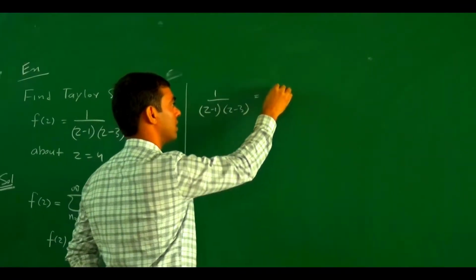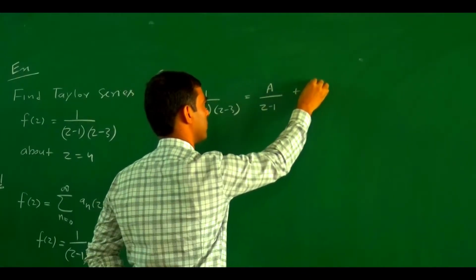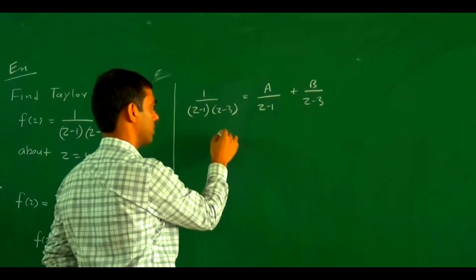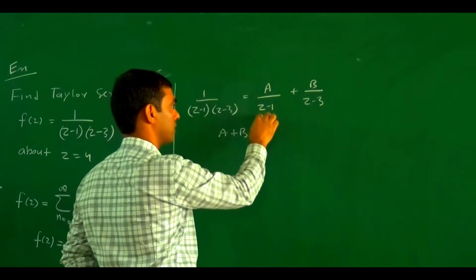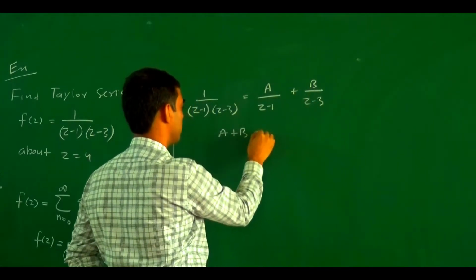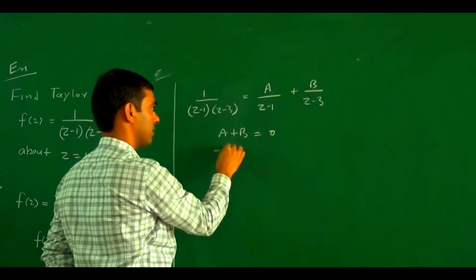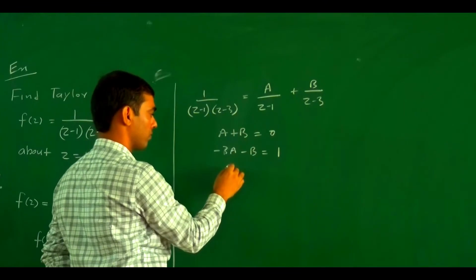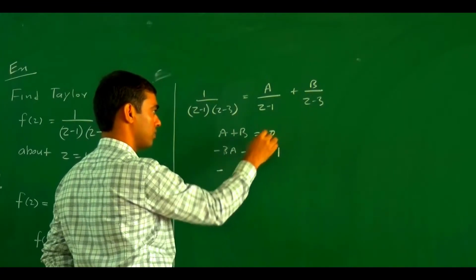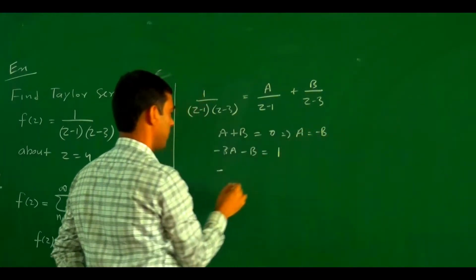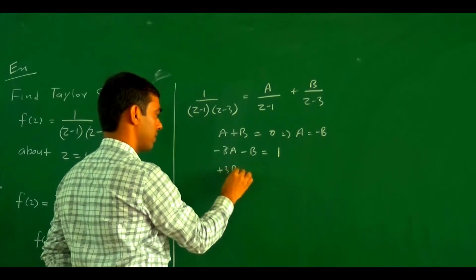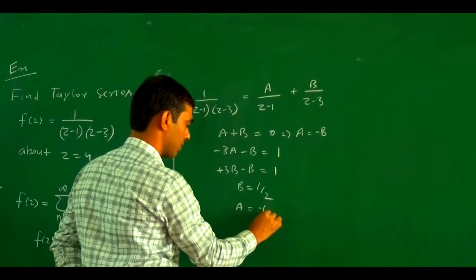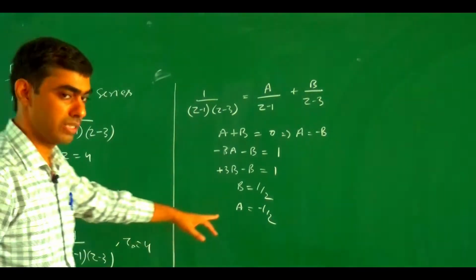1/((z-1)(z-3)) equals A/(z-1) plus B/(z-3). So, what is the value of A and B? If we simplify this, the coefficients of z give A plus B equals 0, and the constants give -3A - B equals 1. So A equals -B. Substituting, 3B - B equals 1, so B equals 1/2, then A equals -1/2.